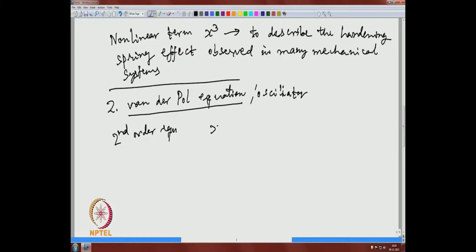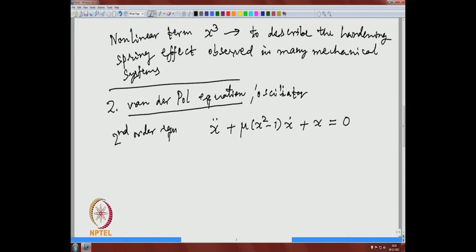Okay. So, this is again a second order equation, given by x double dot plus mu times (x square minus 1) x dot plus x is equal to 0. So, this is unforced. Okay. So, there have been many studies even with periodic forcing term. I will give some reference.